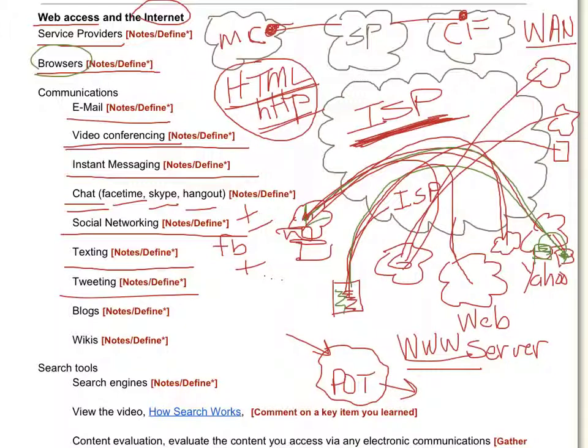Tweeting would go through the internet. That microblogging, the 140 characters. It's interesting how tweeting was invented. You might want to look that up. But the whole idea of sending short messages has become very popular. And we can look at that in class.